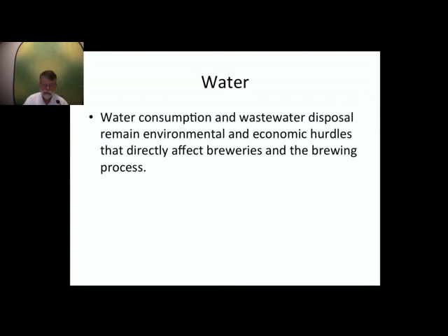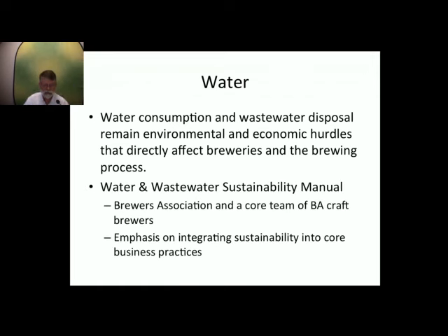Anyone getting into the craft brewery industry today is going to have to become very much aware of their water usage. They're going to have to monitor the water usage. They're going to have to prepare a water sustainability plan, and they're going to have to look at water treatment and their effluent, and really at sending that water back to the city water supply. Given that, there's a water and wastewater sustainability manual that's been prepared by the Brewers Association with a core team of Brewers Association craft brewers. The emphasis of this manual is on working sustainability into business practices.